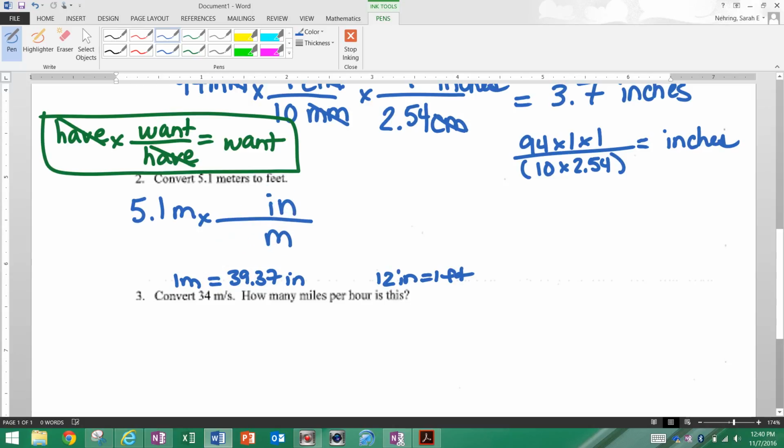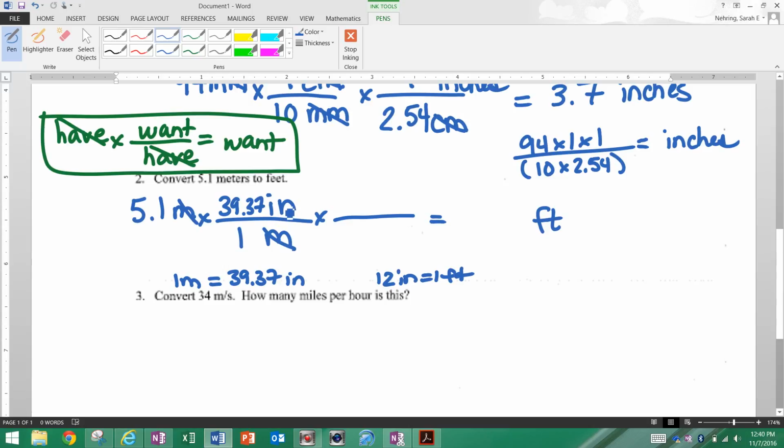So I'm going to make sure meters go on the bottom of my fractions, inches go on the top. And I know that 1 meter is 39.37 inches. Okay. Now I've converted my meters into inches. So I'm halfway there to finding feet. So I'm trying to find feet is what I want my final answer to be.